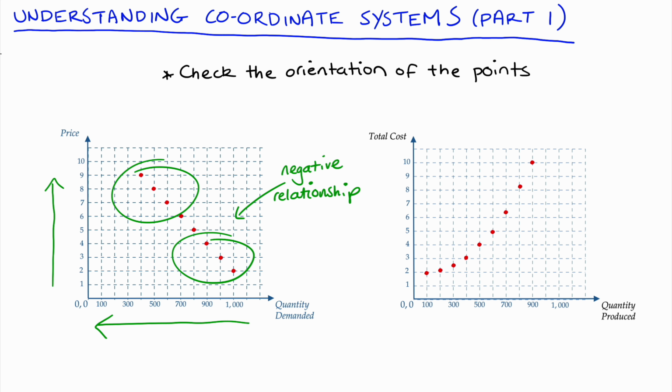If we look at this second axis here, this axis tracks total cost over different quantities produced. And you can see that there is an upward orientation to our points, just like our height and weight example. So we have a positive relationship. And we can think about it like this. For smaller quantities, total cost is smaller. As quantities get larger, total cost is higher.